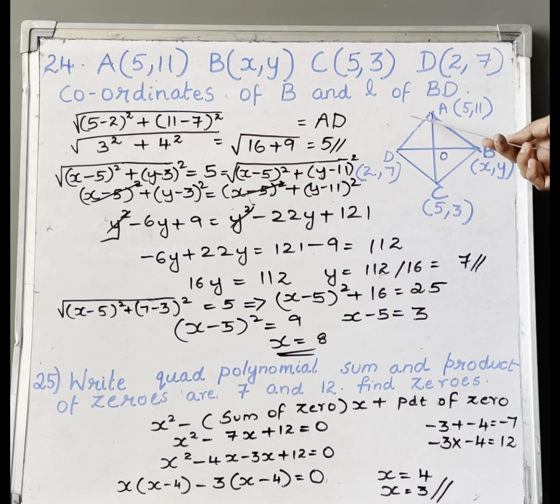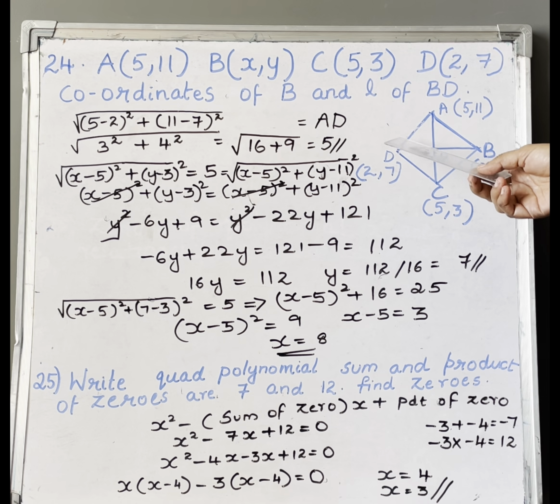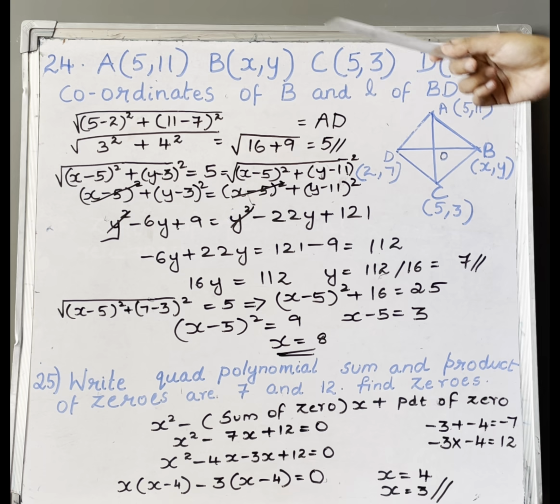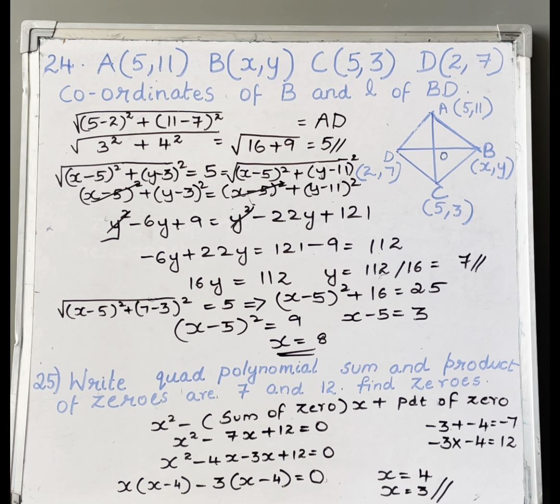So here we have AD. We know in a rhombus all the sides are equal, so we can equate AD to AB, and CD to BC. AD is the root of (5 minus 2) whole square plus (11 minus 7) whole square. So we get the distance AD as 5 units.